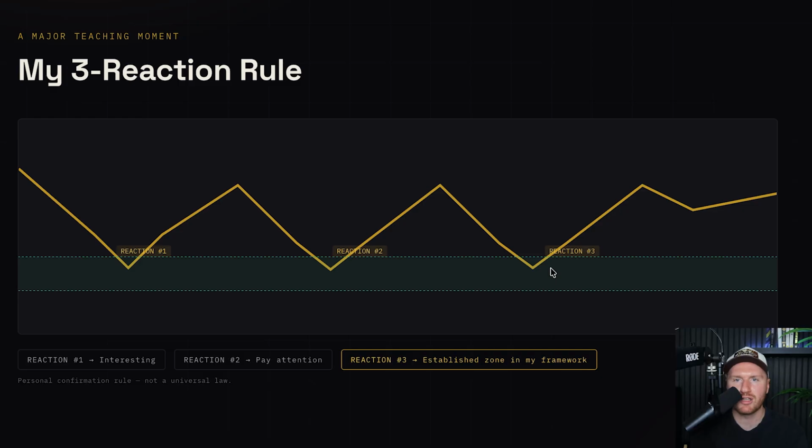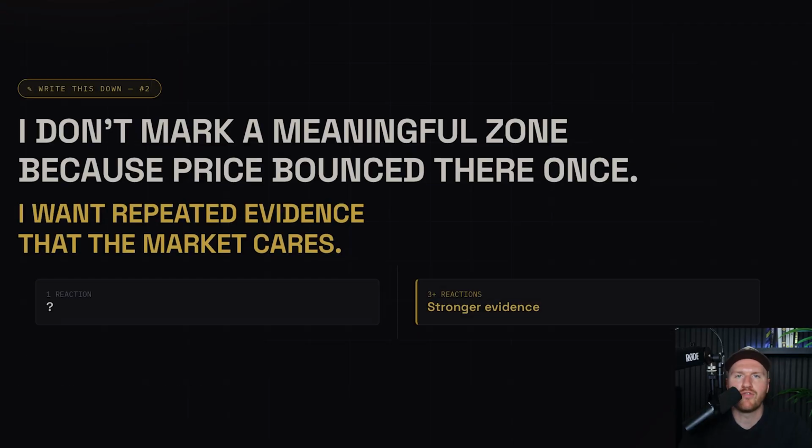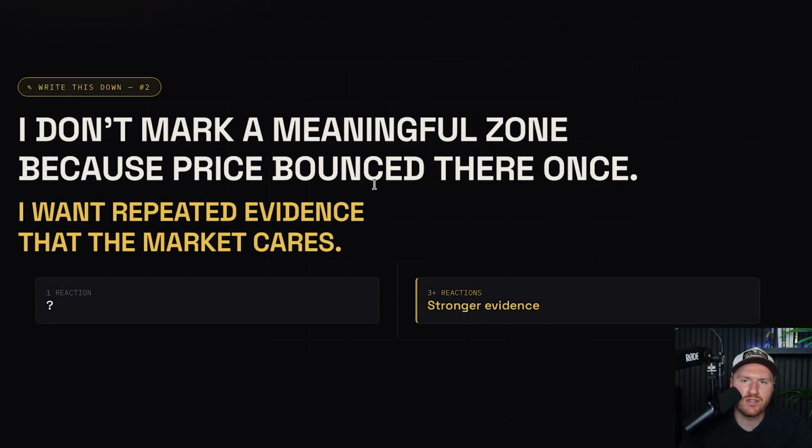So I personally want to see a minimum of 3 reactions. That might mean Bitcoin bounces from $60,000 4 times, 3 times, 5 times. Doesn't make a difference, but as long as it hits and reacts 3 times, it's going on the board. So write this one down as well. I don't draw a meaningful zone because the price bounced there once. I want to see repeated evidence that buyers and sellers actually care about the area.